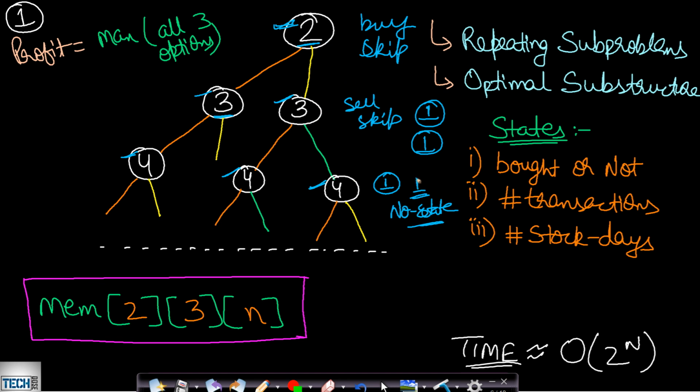So I have not drawn this. In this case, we will again be having repeating subproblems, as well as we can solve the smaller subproblems in order to solve the bigger subproblems. So there will be optimal substructure as well.